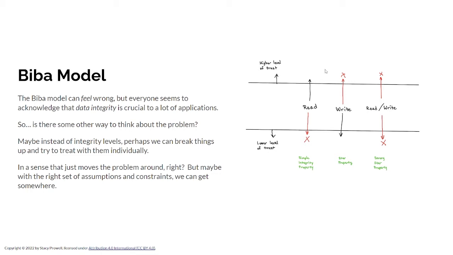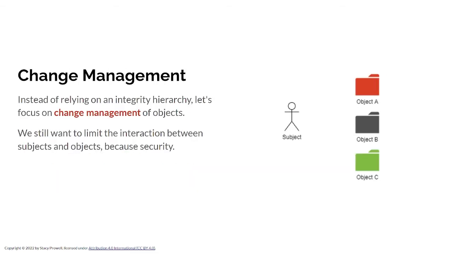But it really enforces the notion of data integrity. That's the key behind the Biba model. And so we might ask ourselves, is there a different way to think about the problem? Maybe instead of integrity levels, maybe we can break things up and try to treat them individually so that it will make more sense to us. Really, we're just going to move the problem around, of course, but with the right set of assumptions, maybe we can get somewhere. So here we go.